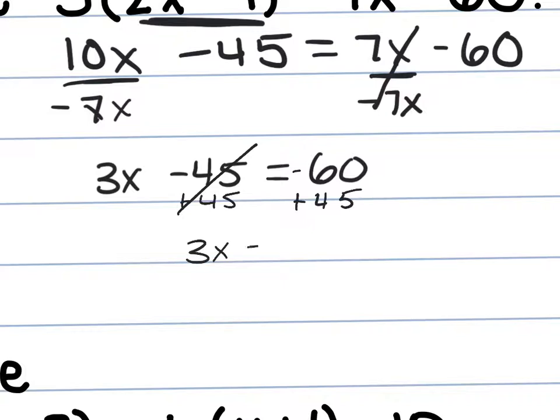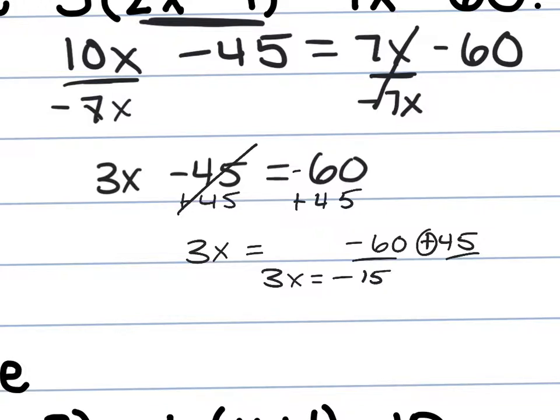So we get 3x is equal to, now negative 60 plus 45. I'm adding two things that have different signs. Is that answer going to end up positive or negative? It's going to end up negative, and then what do I do with the 60 and the 45 to figure out what number it is? Subtract. 60 minus 45? 15. So now we're at 3x is equal to 15.